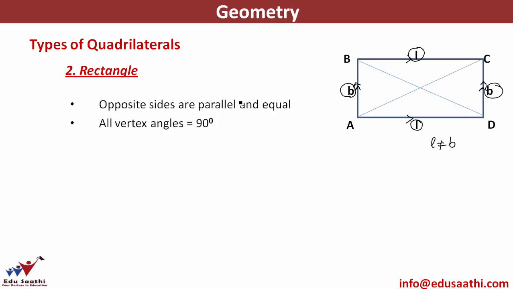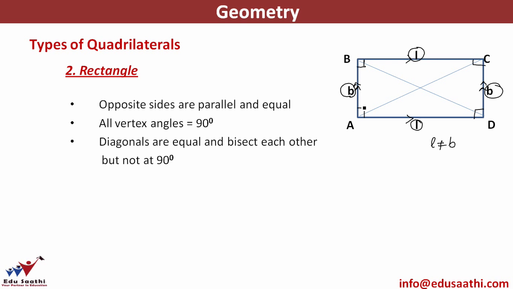The vertex angles are still 90 degrees, like the case of a square. All the vertex angles that you have are 90 degrees. The two diagonals are equal in length, and the length of each diagonal would be given, again by the Pythagoras formula, under root of L square plus B square. This will be AC or BD. Both the diagonals are equal and they bisect each other.